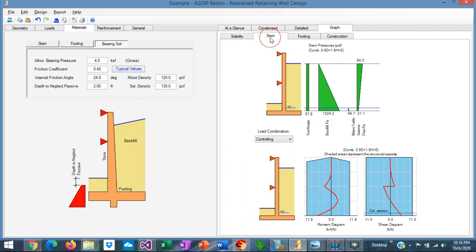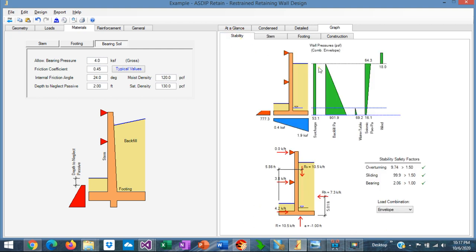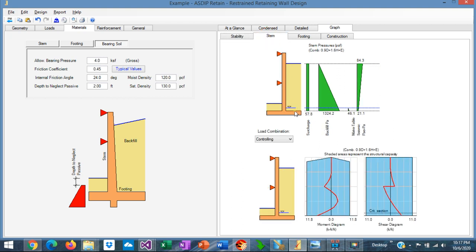We go to the stem tab. Here we can see the pressures that affect the design of the stem. It's similar to the stability analysis, but in this case, all the pressures go up to the bottom of the footing. In the stem design, they go up to the top of the footing. In addition, this is a combination for factored loads. In the stability analysis, we use the service load combinations.